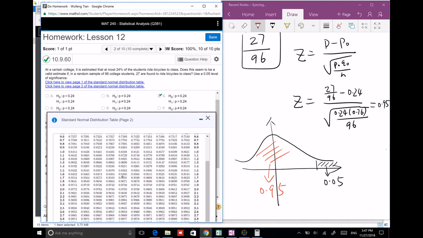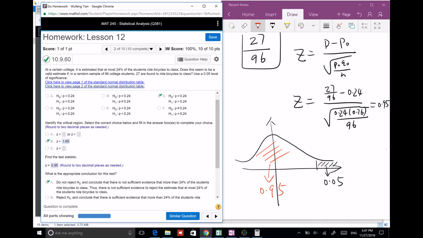1.601234, so it's between these two numbers. So it's 1.645. You can do 1.64 or 1.65, either one should be fine. So you do 1.65. So that's how you got the z-score equals 1.65.